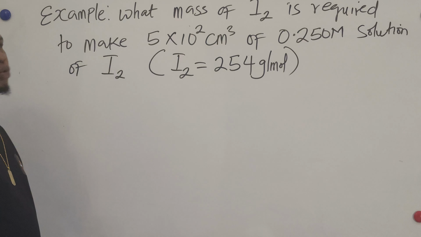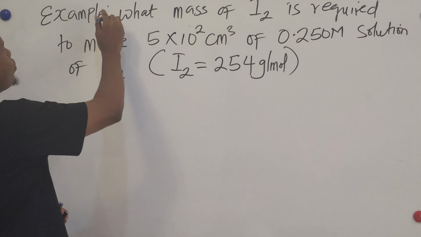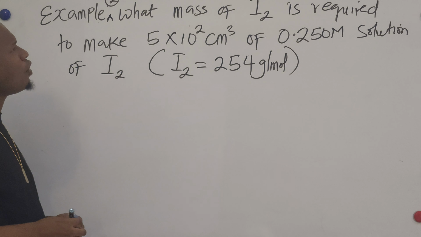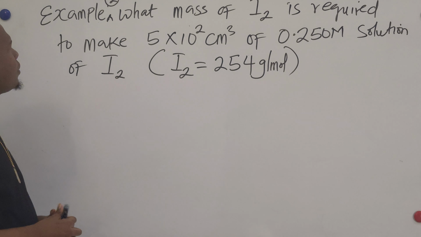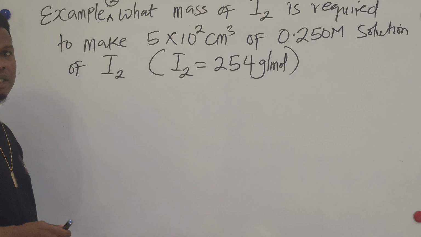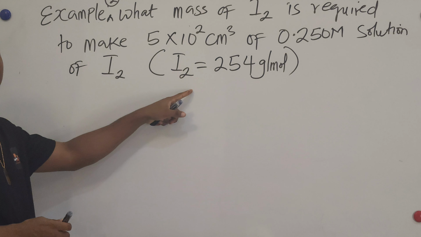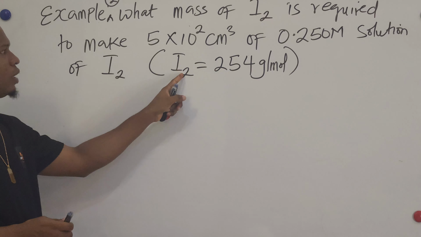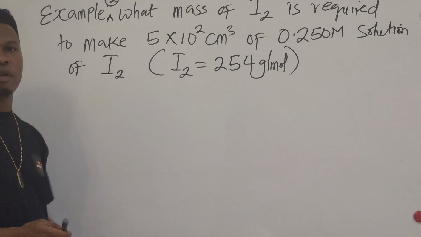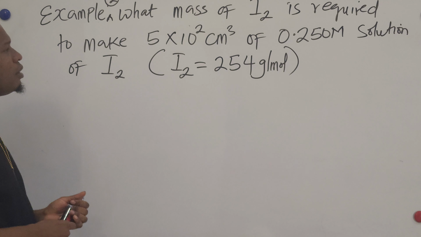Look at example number 2, okay? So, what mass of iodine is required to make 5 times 10 to the power of 2 centimeter cube of 0.250 molar solution of iodine? Okay? So this is the molar mass of iodine. Iodine is a diatomic gas or element, so it has to be I2. So each iodine is 127, so 127 times 2 gives you 254 grams per mole.